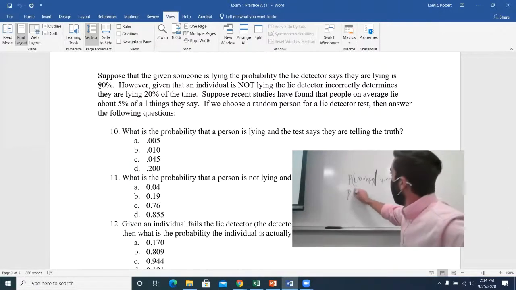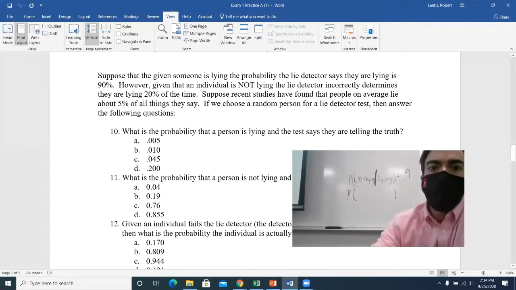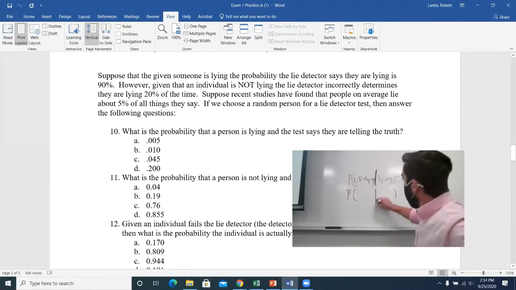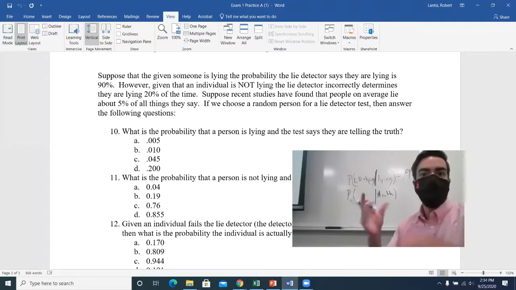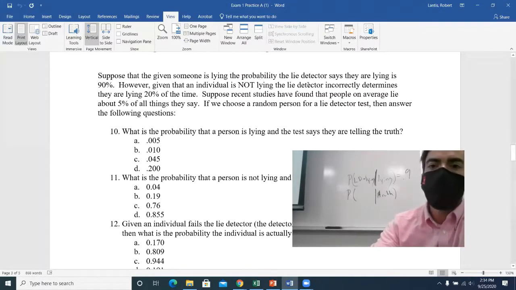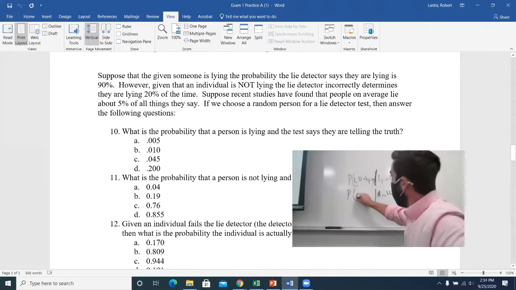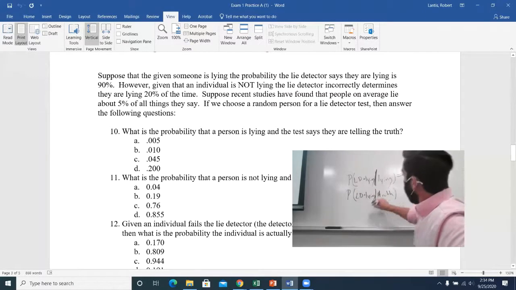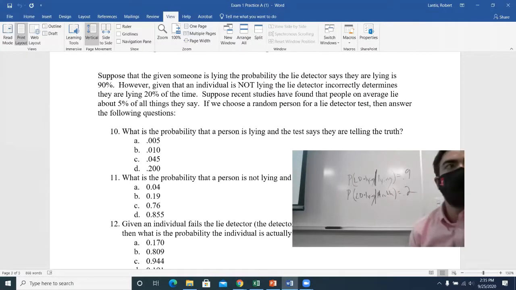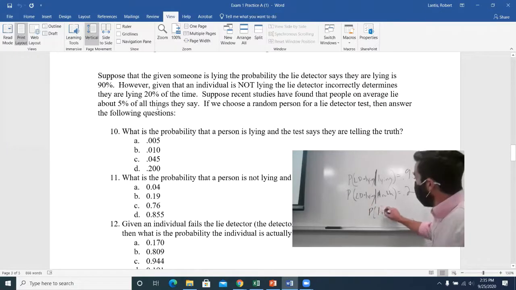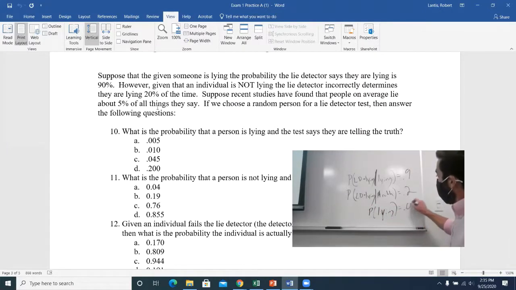The next one is, given that an individual is not lying, so instead of not lying here, I'm going to write that they're telling the truth. Given they're telling the truth, the lie detector incorrectly determines that they are lying 20% of the time, or a probability of 0.2. I'm then told recent studies find on average people lie about 5% of things they say. So the probability someone's lying is 0.05. That's all the information we were given for these next three problems, okay?